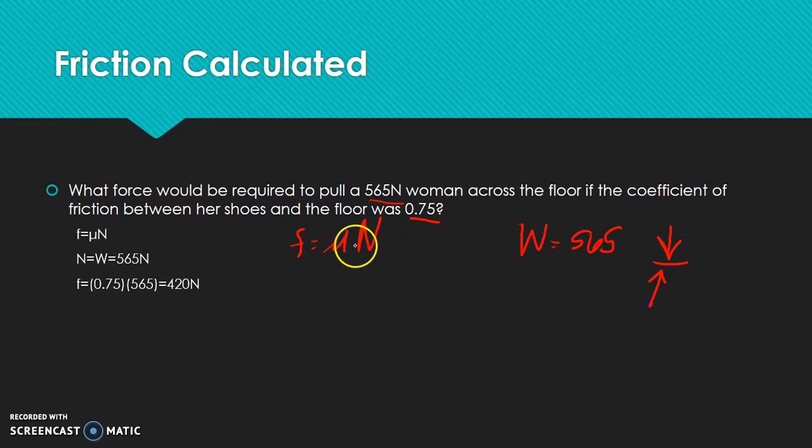And so then we add in what we know to the frictional formula. The coefficient is 0.75 times 565, that normal force, and we should get 420 newtons for the frictional force.